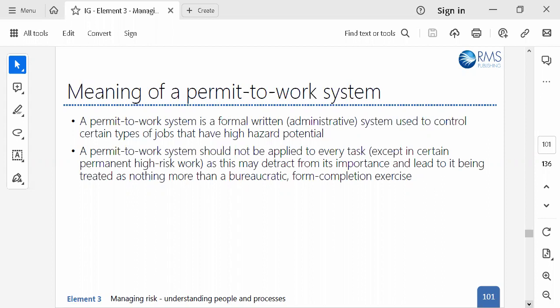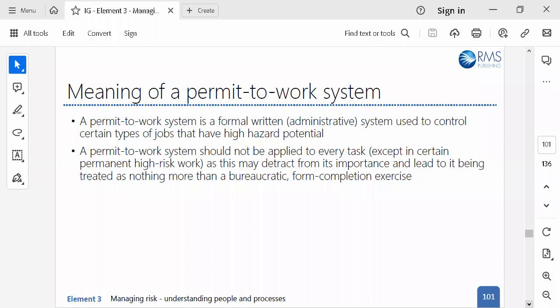A permit to work system is a formal written administrative system used to control certain types of jobs that have high hazard potential. A permit to work system should not be applied to every task, except in certain high-risk work, as this may distract from its importance. If you apply it to every task, it may lead to it being treated as nothing more than a bureaucratic form-completion exercise. So we need a permit to work system for high-risk activities and non-routine activities.